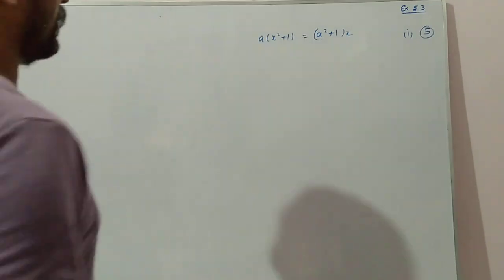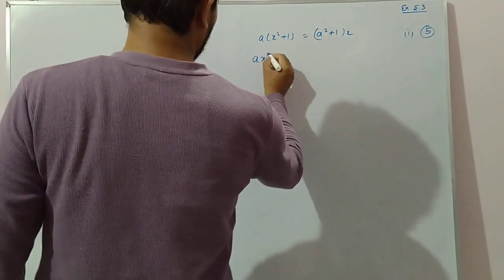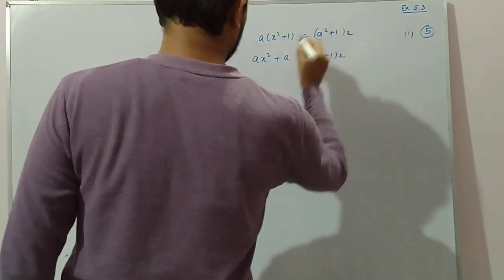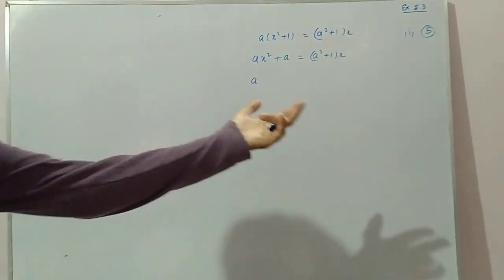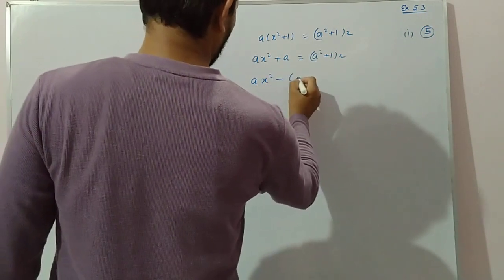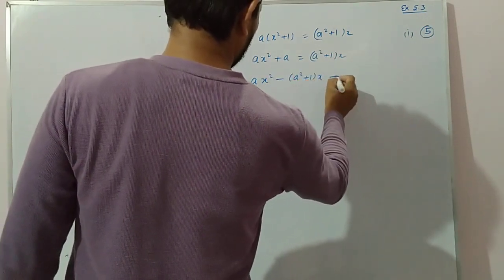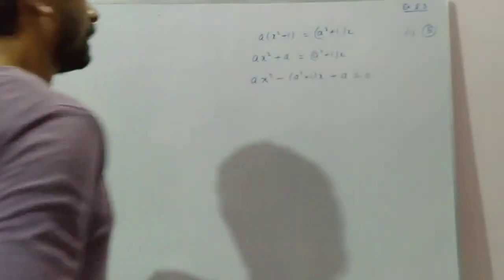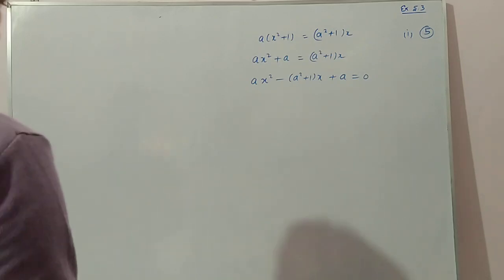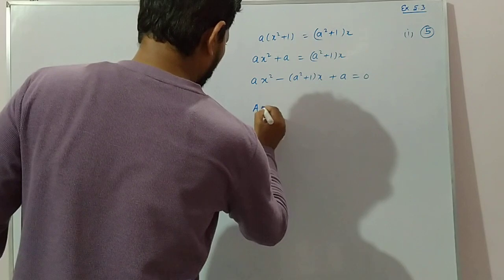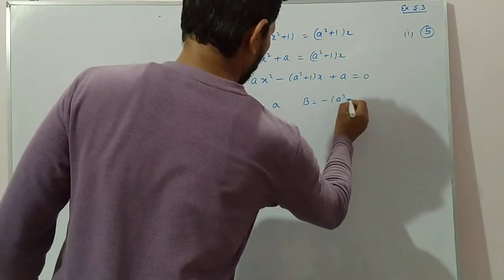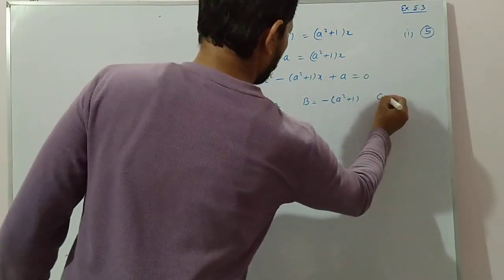So first of all, ax square plus a equal to (a square plus 1) into x. We will bring it to one side so that it may be in quadratic form. So this is ax square minus (a square plus 1) into x plus a equal to 0. By using middle term factor we can directly do it, but here we will use the formula. So here A, we will use capital A, that is small a. B is minus of (a square plus 1). C is a.